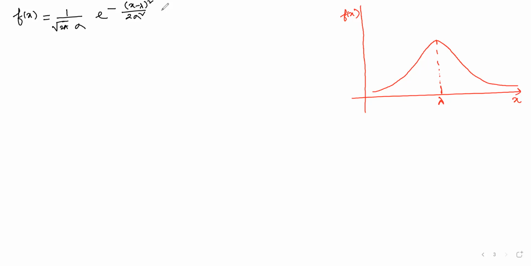This is it. Now, what is the probability that a measurement will fall within t times sigma of the true value lambda? I repeat, what is the probability that a measurement will fall within? So let me write it here.